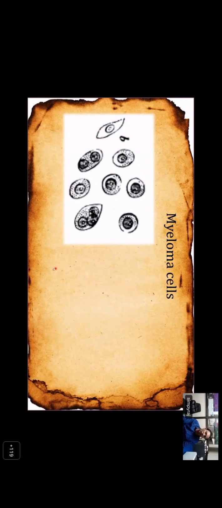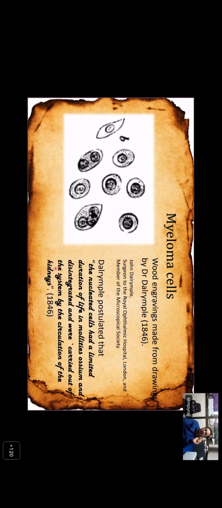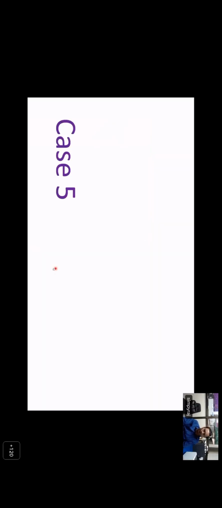Now this is a picture of myeloma cells which were carved on a wooden plate by Dr. Dalrymple in 1846. He was basically a surgeon, but he had looked at the cells under the microscope. He was a surgeon who was a member of the microscopic society. He looked into the microscope and saw these cells. So this is the first documented picture of plasma cells, although it was drawn on a wooden plate. Okay, so let's go to the next case.